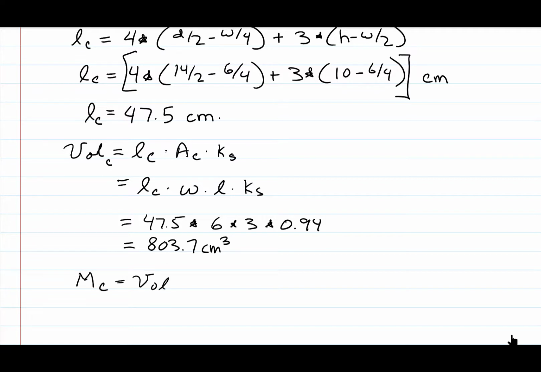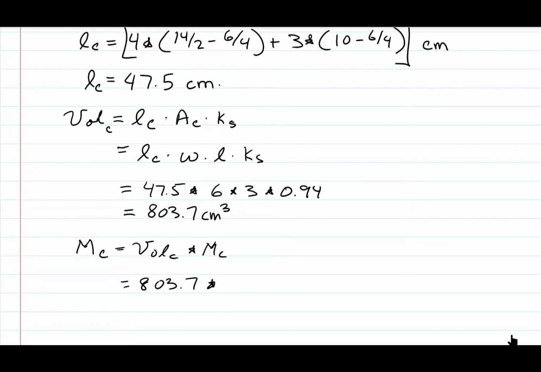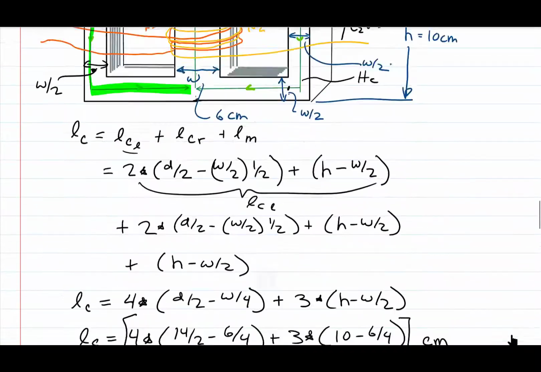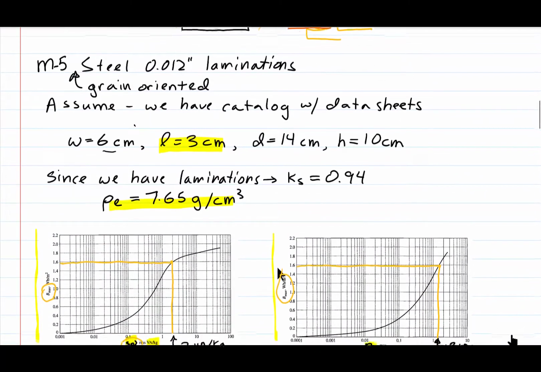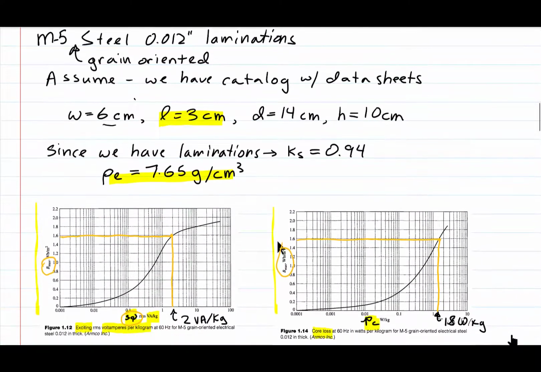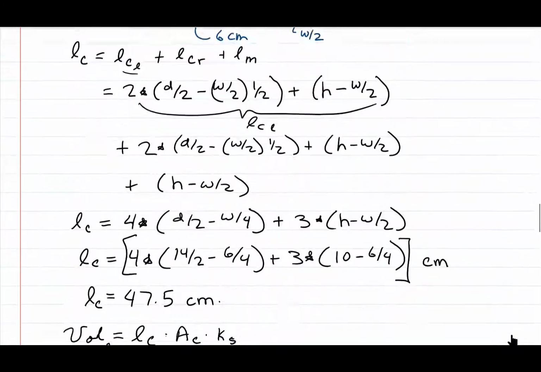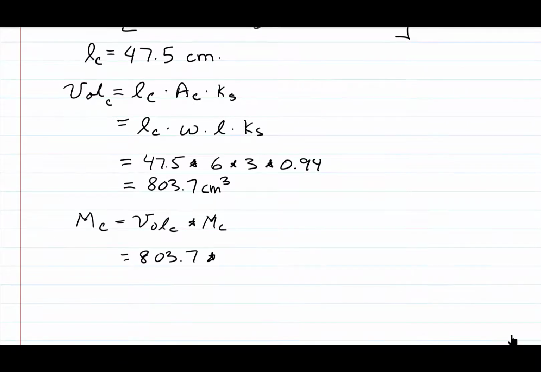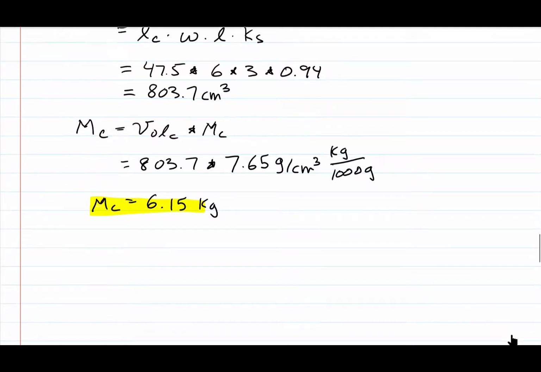Since we have our mass density, we can find the mass of the core. It's going to be the volume of the core, 803.7, times the mass density. Remember that we were provided the mass density, 7.65 grams per centimeter cubed. We're going to want to convert that to kilograms per centimeter cubed. And our final mass is 6.15 kilograms.